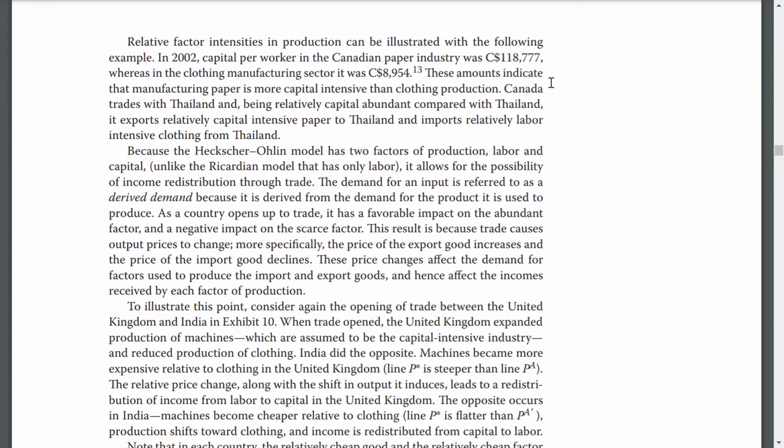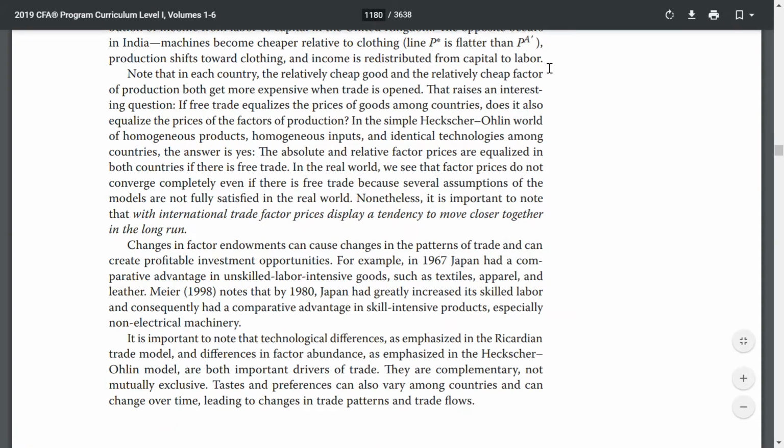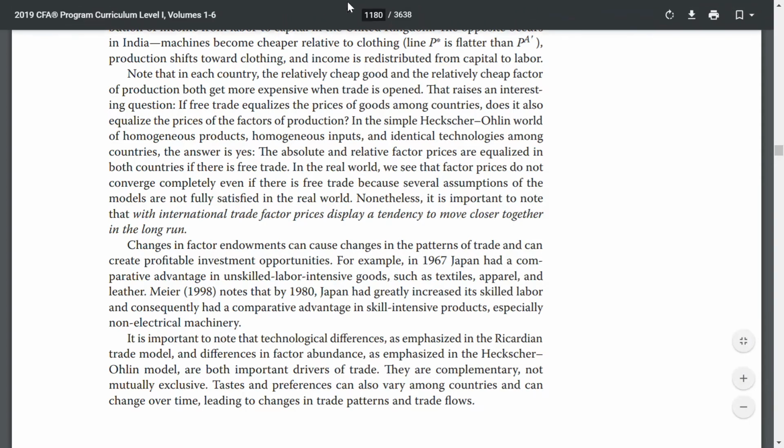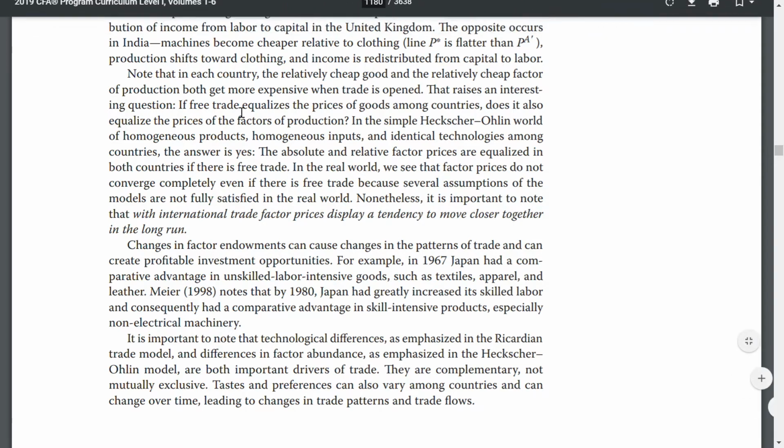Relative factors. Changes in factors of endowment can cause changes in the pattern of trade and can create profitable investment opportunities. For example, in 1967, Japan had a comparative advantage in unskilled labor intensive goods such as textiles, apparel, and leather. By the 1980s, Japan had greatly increased its skilled labor and consequently had a comparative advantage in skilled labor intensive products, especially non-electrical machinery.